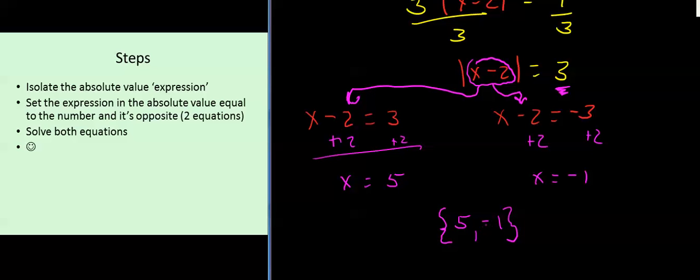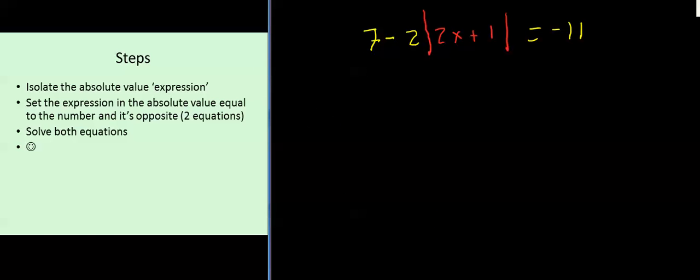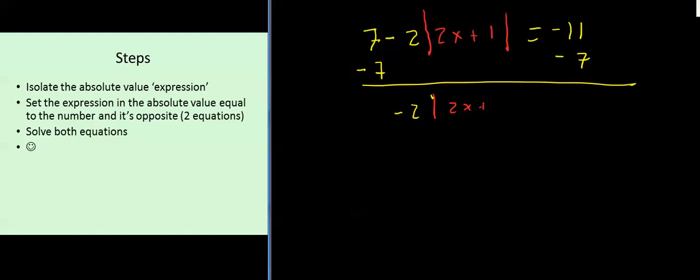All right, let's look at one more super quick example. All right, here's our last example. 7 minus 2 times the absolute value of 2x plus 1, all in red, equals -11. Again, I want to isolate the red, the absolute value. I subtract 7, and I get -2 times my absolute value, 2x plus 1, equals -18.